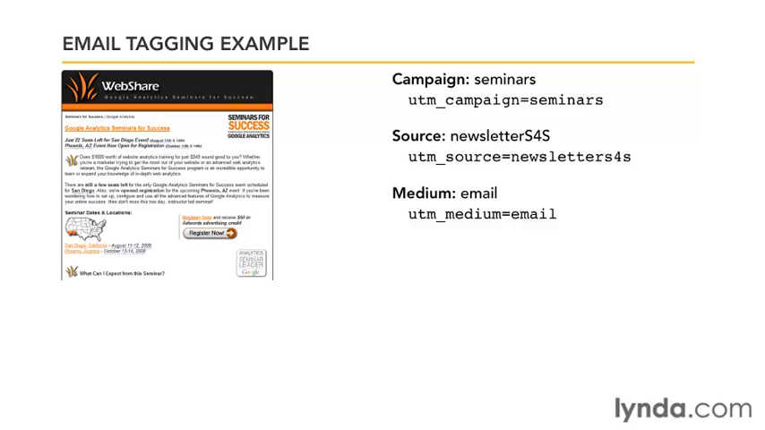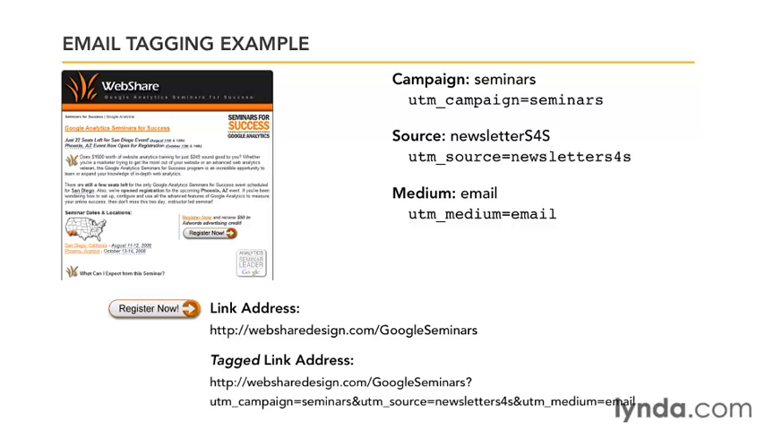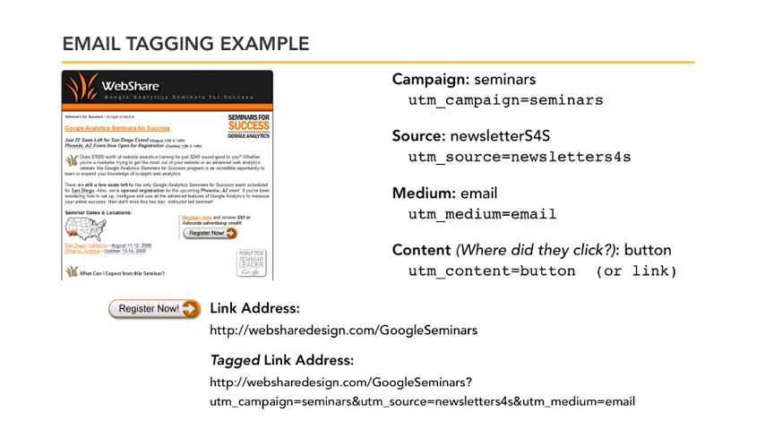So under the actual link itself, when you click on the Register Now button, we want you to go to this page here, websharedesign.com/Google Seminars, but I need to populate all those different query string parameters with the information up here so that Google Analytics knows to track it under these buckets. So the actual tagged link address would be this, websharedesign.com/Google Seminars, and then we fill in all of those query string parameters here.